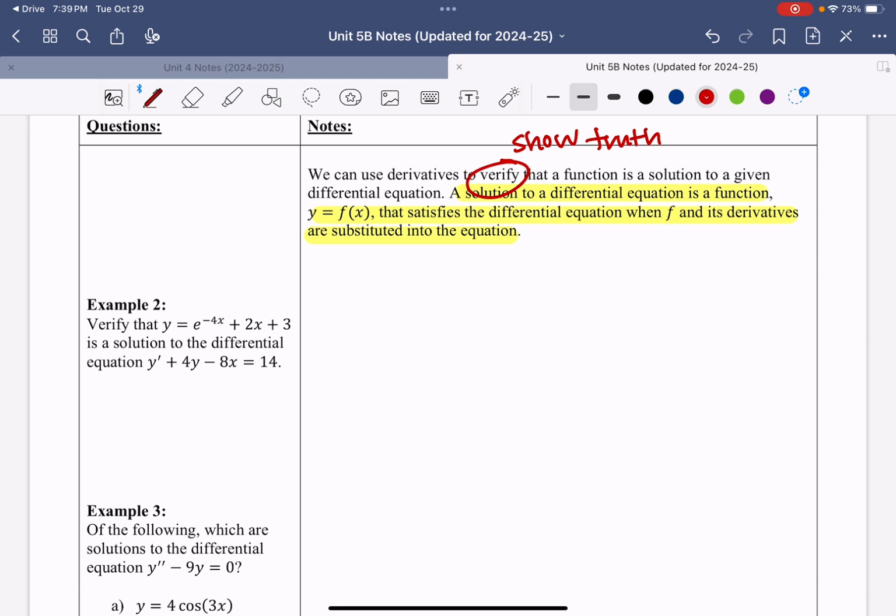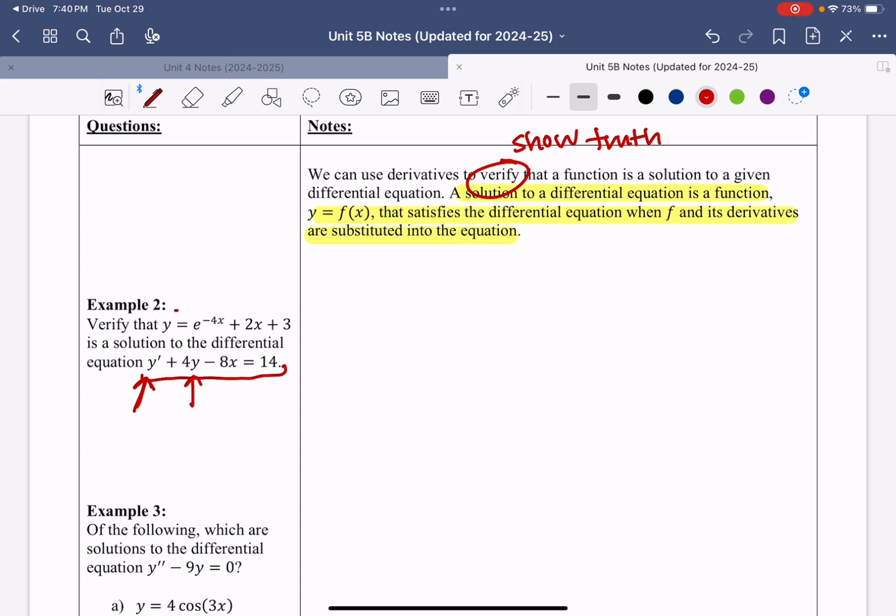Really this just becomes more of an algebra problem than a calculus problem. So in example 2, we're going to verify that y equal to e to the negative 4x plus 2x plus 3 is a solution to the differential equation y prime plus 4y minus 8x is equal to 14. First, I know that this is a differential equation because of this y prime. So really we're going to take this equation that I've underlined in red and plug in y prime and what y is, and then we're just going to combine all our like terms.